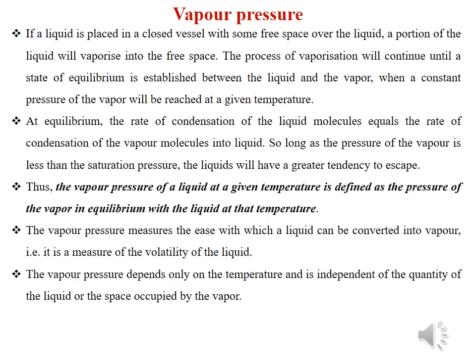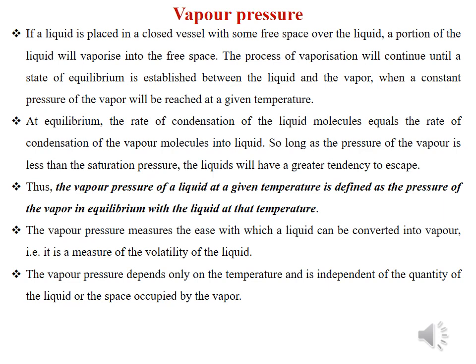Now let's discuss a very important physical property of liquid, which is vapor pressure. Consider a liquid being placed in a closed vessel with some free space over the liquid. What happens? A portion of the liquid will vaporize into the free space. This process of vaporization will continue until a state of equilibrium is reached between the liquid and the vapor. So at equilibrium, the rate of evaporation of the liquid molecules equals the rate of condensation of the vapor molecules back into the liquid state.